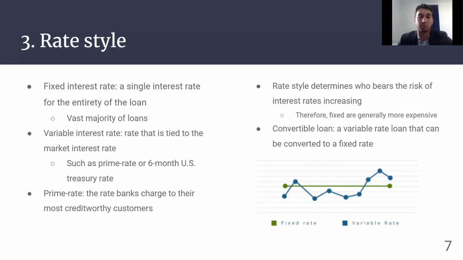A third option that's a little more rare is a combination of the two rate styles. It's called a convertible loan, and this is a variable rate loan that can be converted to a fixed rate whenever the borrower chooses.